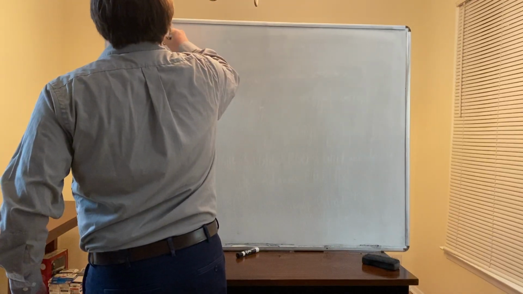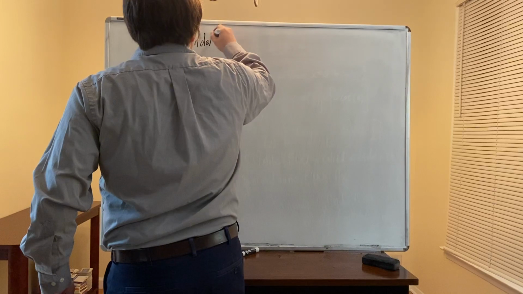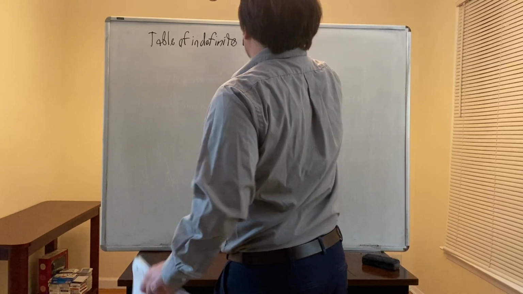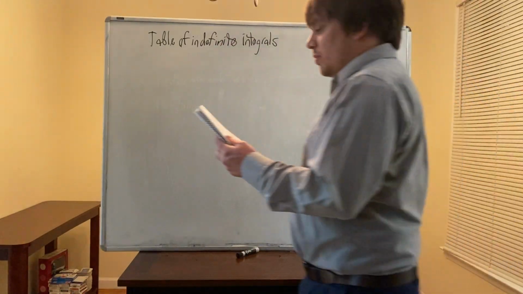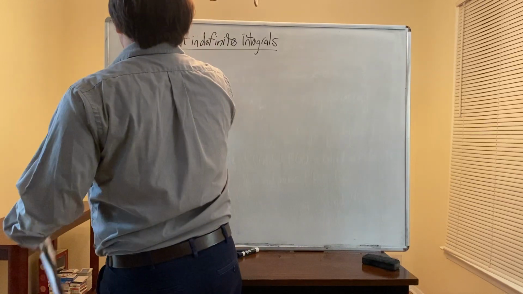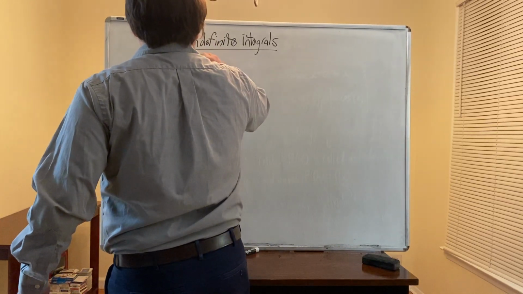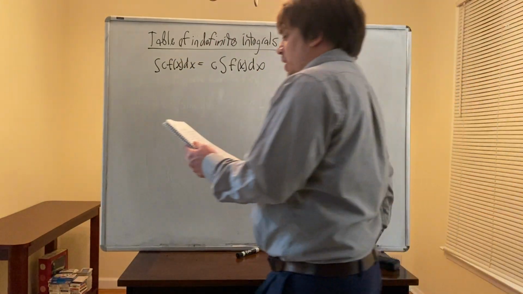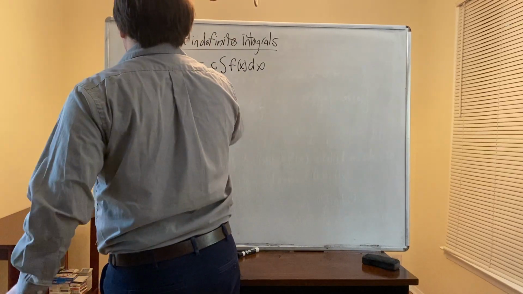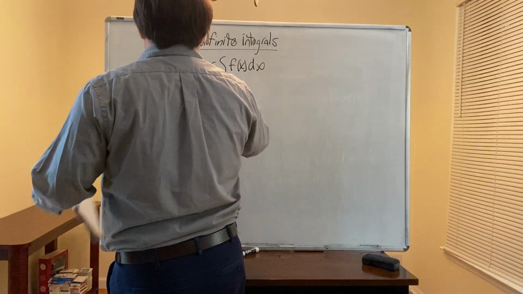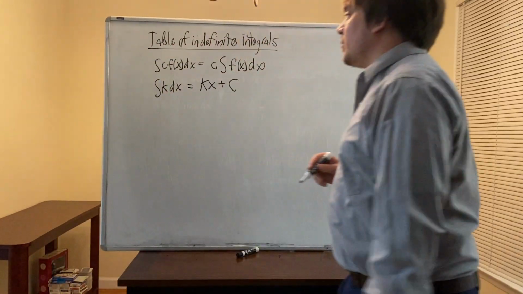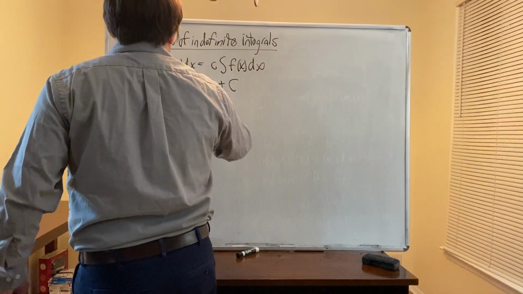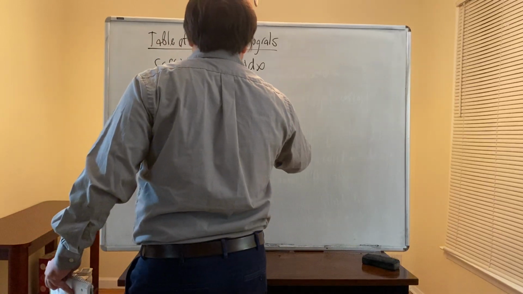Table of indefinite integrals. The integral of c f of x dx is equal to c times the integral of f of x dx. Okay, these are indefinite integrals. The integral of k dx is equal to kx plus capital C. The integral of sine x dx is equal to negative cosine x plus C.